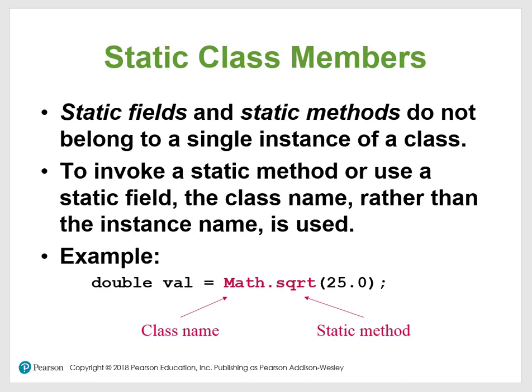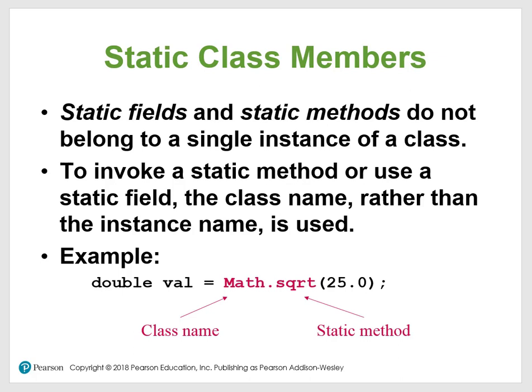Now the new stuff that comes in is what's called a static class member. In your book, it starts on page 354. Static fields and static methods do not belong to a single instance of that class. You can have a static field and you can have a static method, but they do not have to belong to that single instance of the class. That's pretty profound.